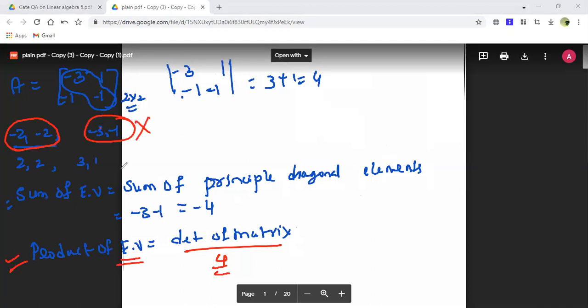This product will not give me the value 4. So of course it is this particular product. Therefore the option is -2. -2 is the required eigenvalue.